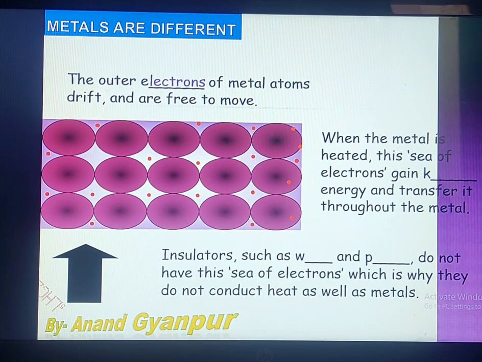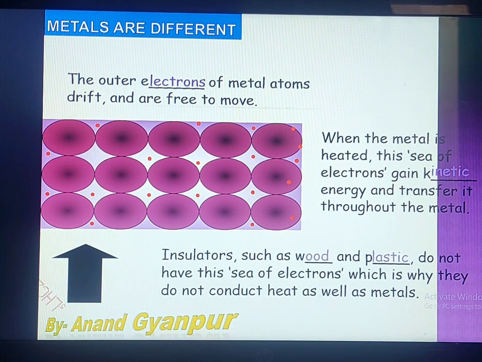When the metal is heated, the sea of electrons gains kinetic energy, and they transfer it through the metal. An insulator such as wood and plastic doesn't have a sea of free electrons, which is why it doesn't conduct heat as well as metals. So as we know, conductors have free electrons, so the movement of the electrons transfers heat from the temperature difference, and that's why they have conductivity.